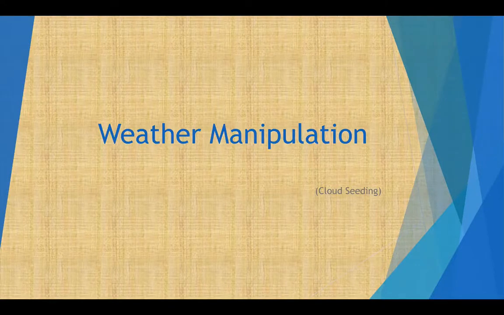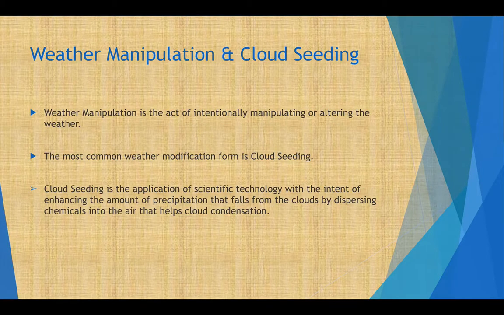Now in this presentation, we'll take a look at weather manipulation, and specifically cloud seeding. Weather manipulation is the act of intentionally manipulating or altering the weather. The most common form is cloud seeding. Cloud seeding is the application of scientific technology with the intent of enhancing the amount of precipitation that falls from the clouds by dispersing chemical agents into the air that help cloud condensation.